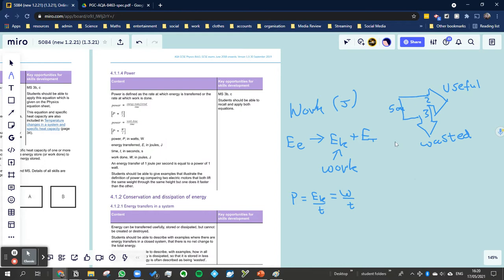You can also look at how efficient something is by calculating a ratio of how much useful energy was transferred divided by the amount of energy that was put in, so total in.